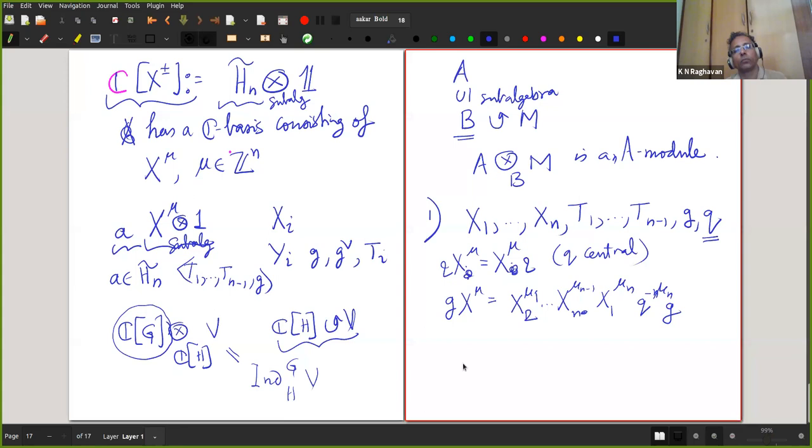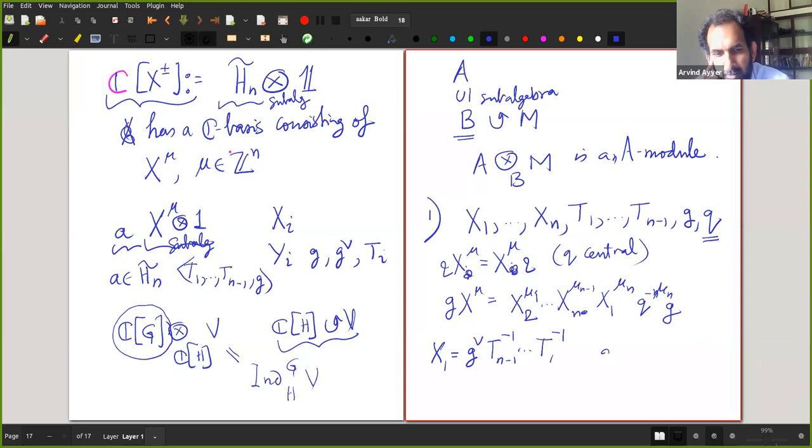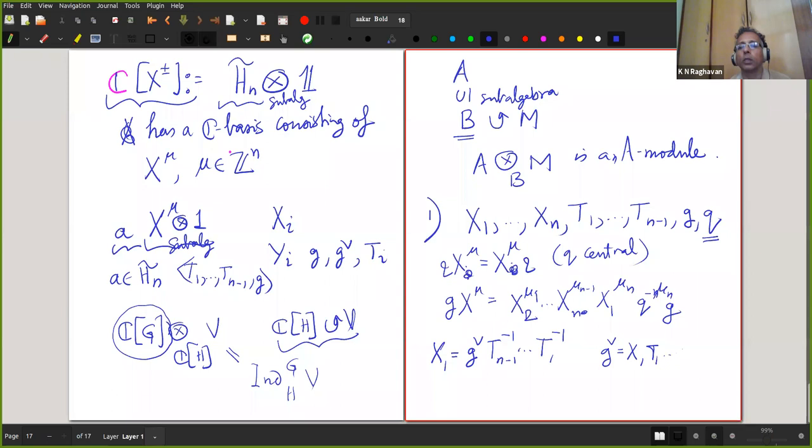So we have somehow forgotten the Ti's and the G. What happened to the G check, by the way? There is no G check here. G check is embedded in here. So X1 is G check T n minus 1 inverse T1 inverse. So you can write G check as X1 and then T1. Okay, that is there. I see.